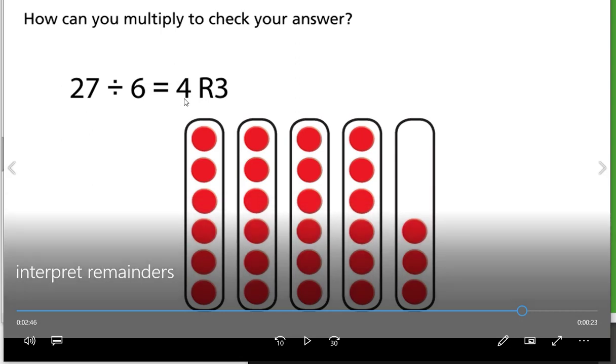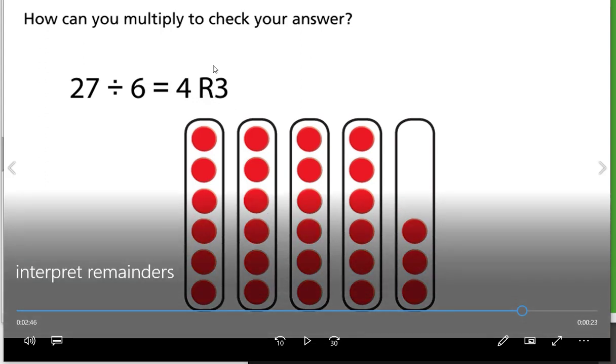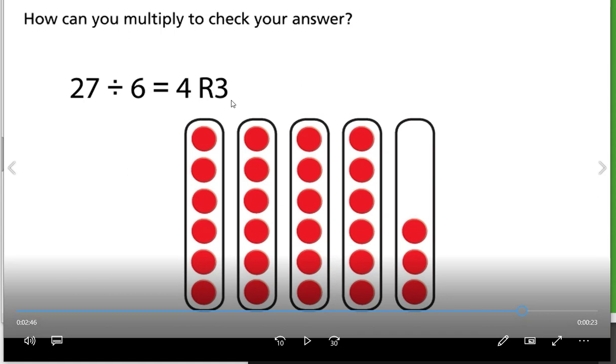Yes. 6 by 4 equals 24. And what should we do with the remainder? We have 24. What should we do with the 3? Add them to the 24. Add them, yes, excellent, to the product. Yes, it will be 27.